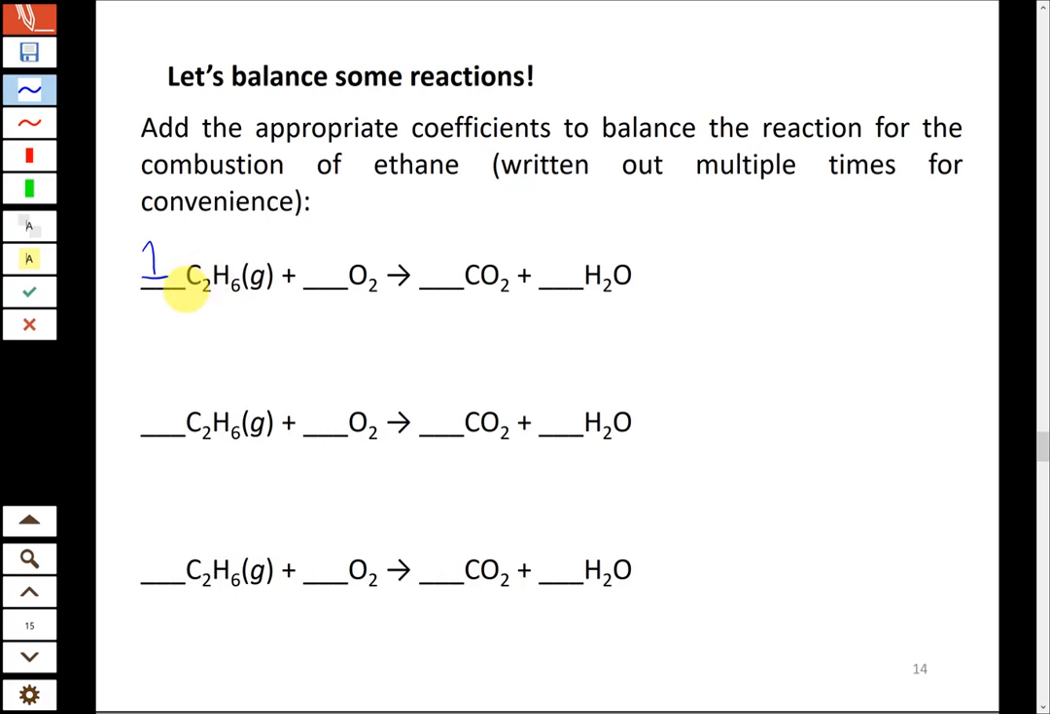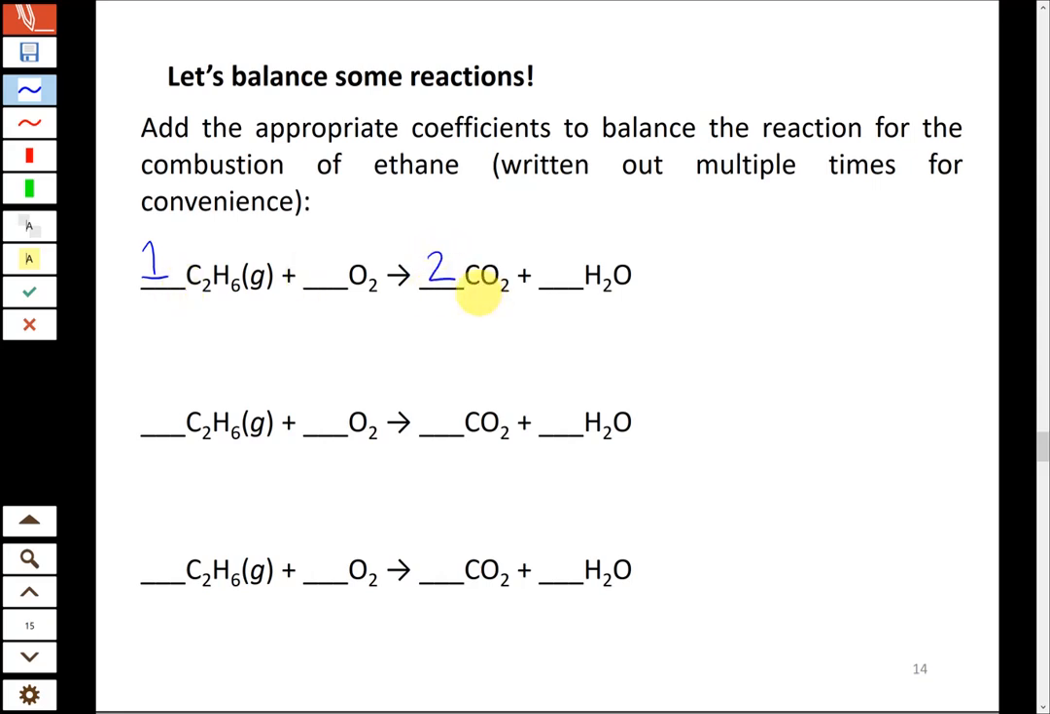So we have carbon here in the reactant, and carbon only appears in one product. So if we look at this here, we have C2H6 with a coefficient of 1. So that means we have 2 carbons on the left side. We also need to have 2 carbons on the right, and so the way we do that is put a coefficient of 2 in front of CO2.